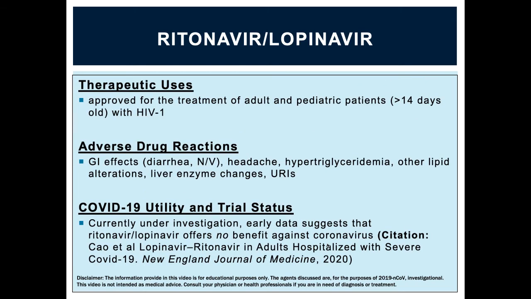As mentioned, Ritonavir and Lopinavir is approved for the treatment of adult and pediatric patients with HIV-1, and the adverse effects include GI effects such as diarrhea, nausea, and vomiting, headache, and alterations in lipids such as hypertriglyceridemia and hypercholesterolemia. Liver enzyme changes, including changes in ALT, are also seen, as well as upper respiratory tract infections. At the present time, early data suggest that Ritonavir and Lopinavir offers no benefit against coronavirus.